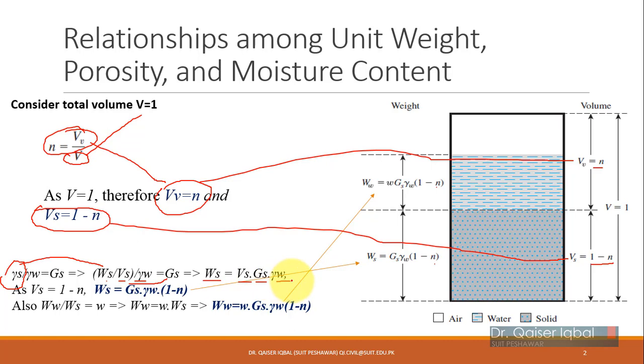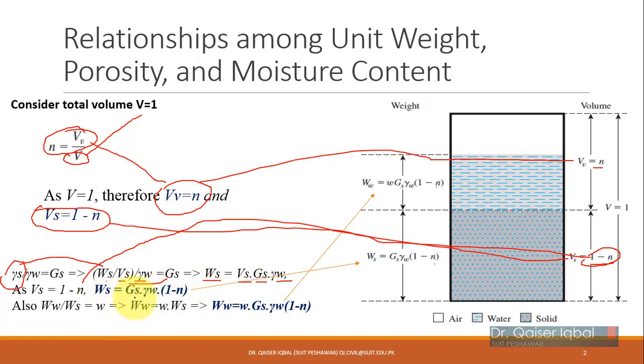So now as we know that the Vs over here is equal to 1 minus n, you can see over here Vs is 1 minus n. So replacing the value of Vs in this equation with 1 minus n, we get Ws equal to Gs gamma W into 1 minus n.